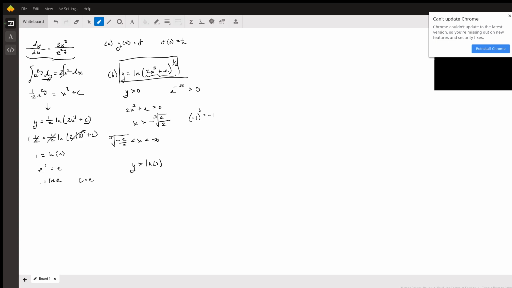So if for instance you put in ln of 1 times 10 to the negative 5,000, that's going to be a high negative number. So the range for y is simply that y is going to be greater than negative infinity and less than infinity. So there's your range.